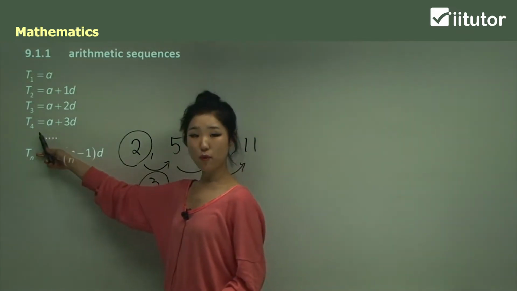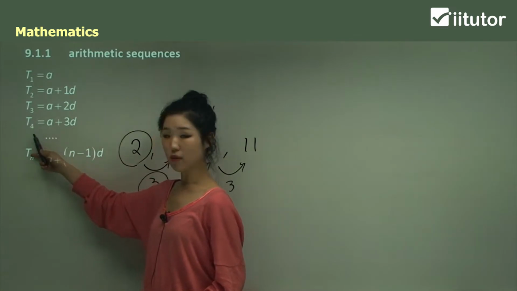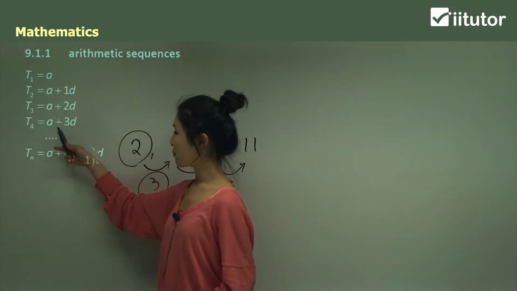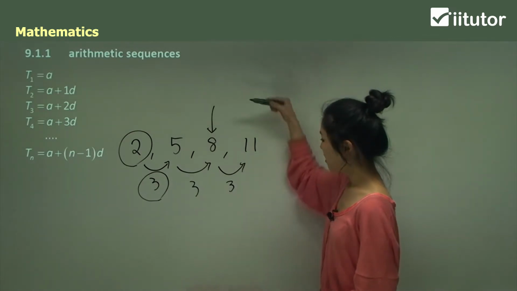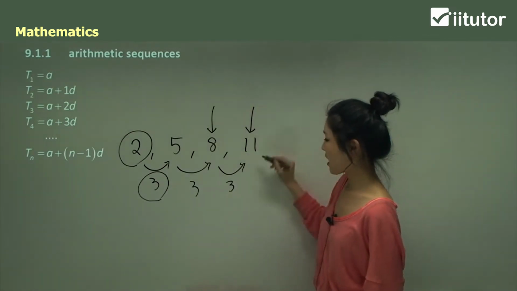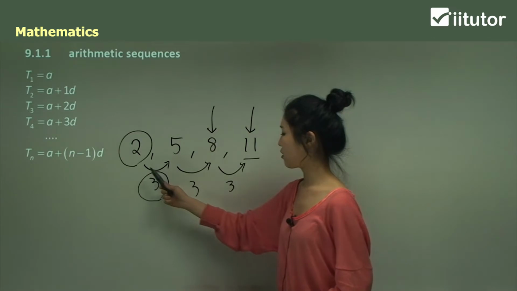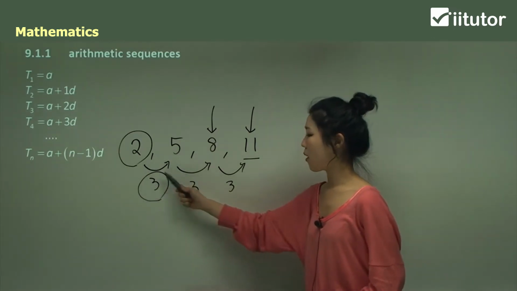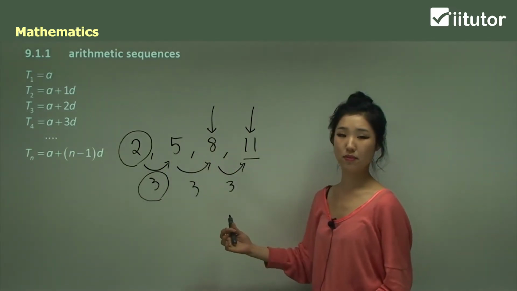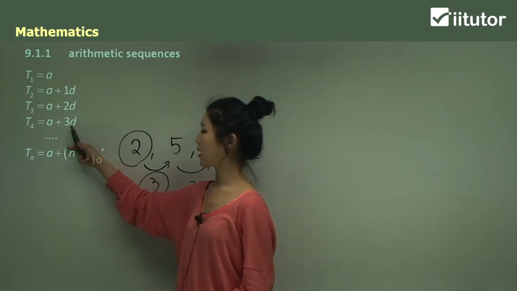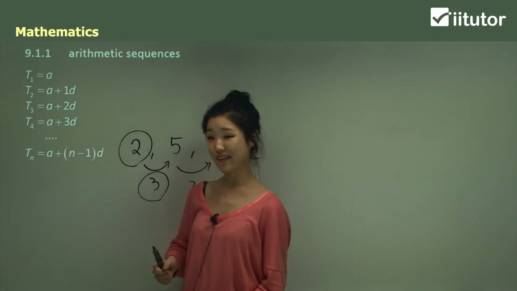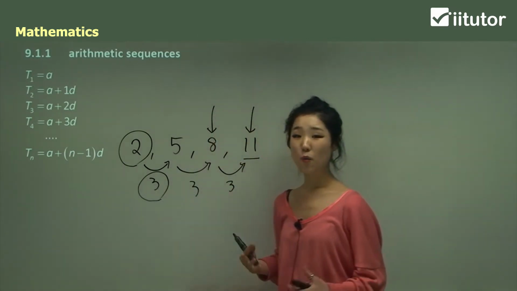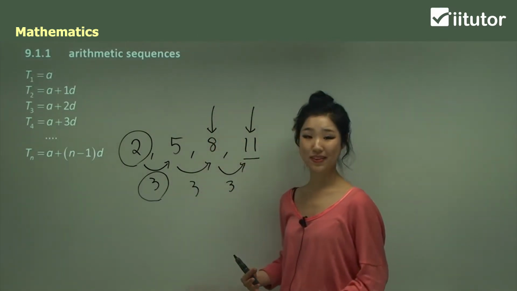Now I'll show the fourth term. Term 4 is going to be the first term plus 3 times D. Again, have a look at this example here. This is the fourth term, and to get to that fourth term, we have to add 3 one, two, three times. So that's why we're multiplying 3 by the common difference, and then we're adding that to the first term. That's basically what arithmetic sequence is.